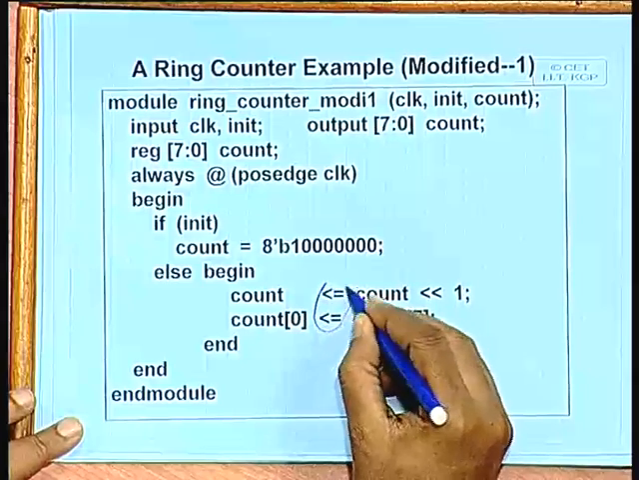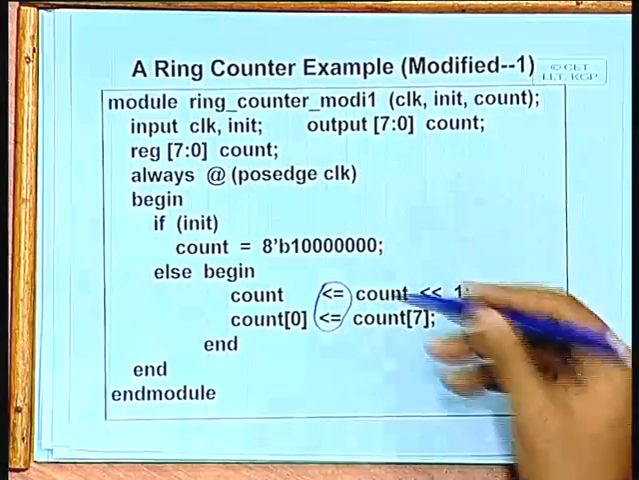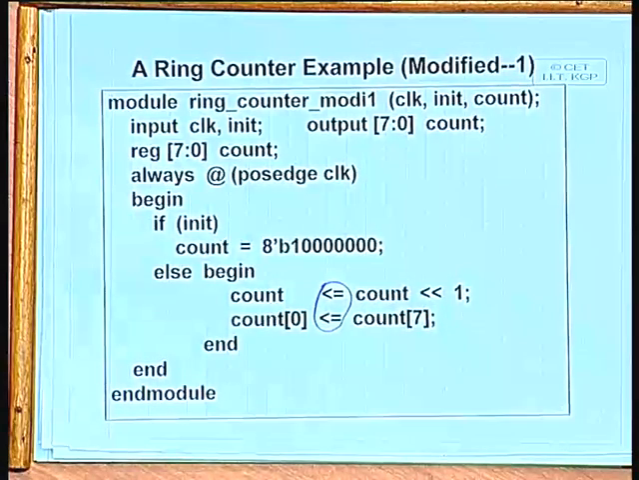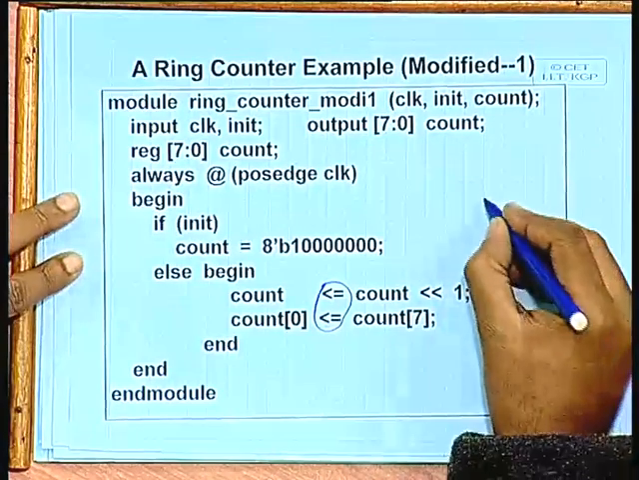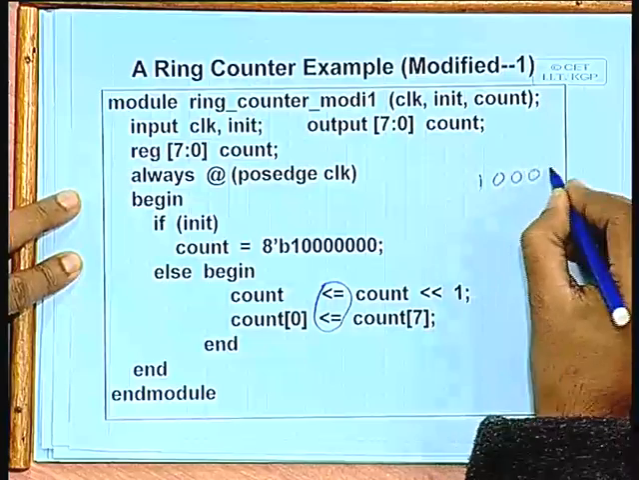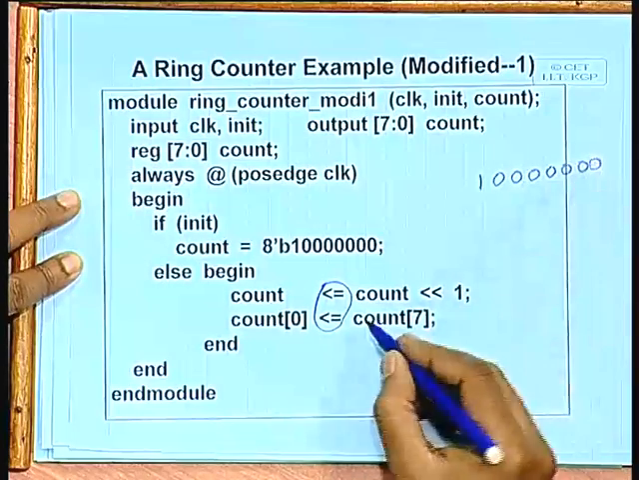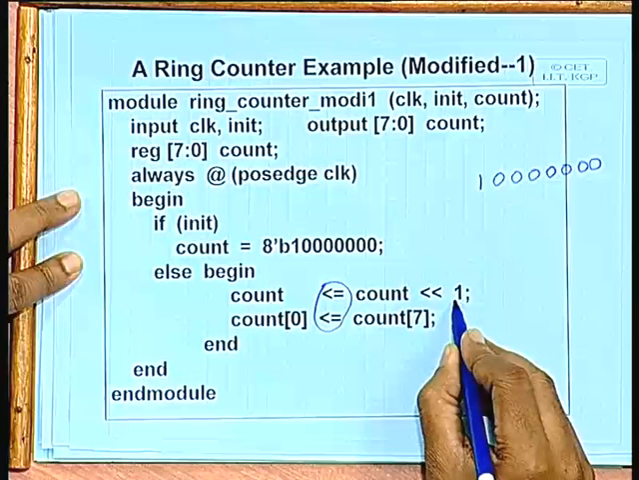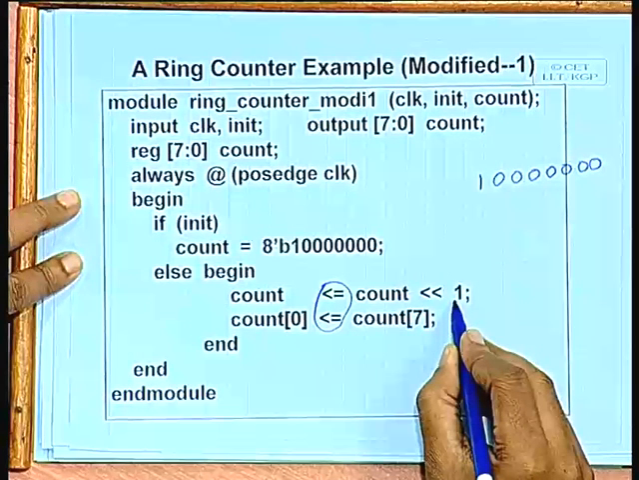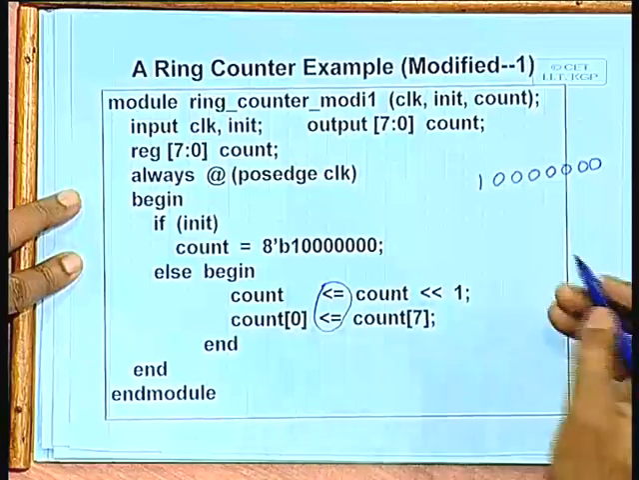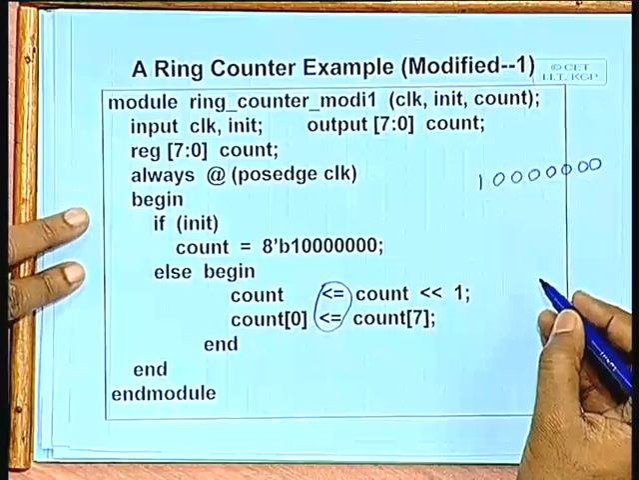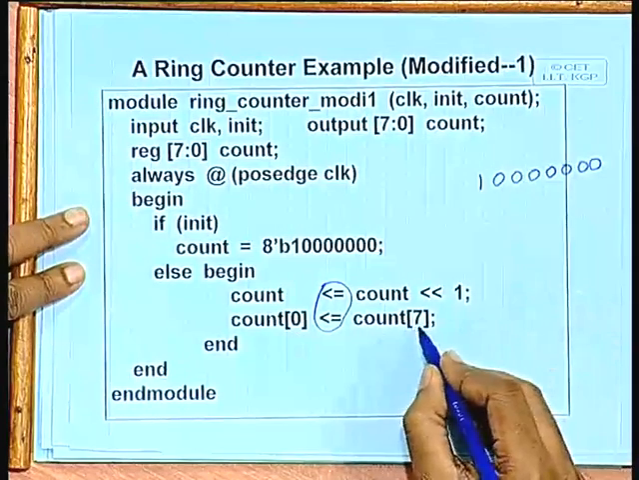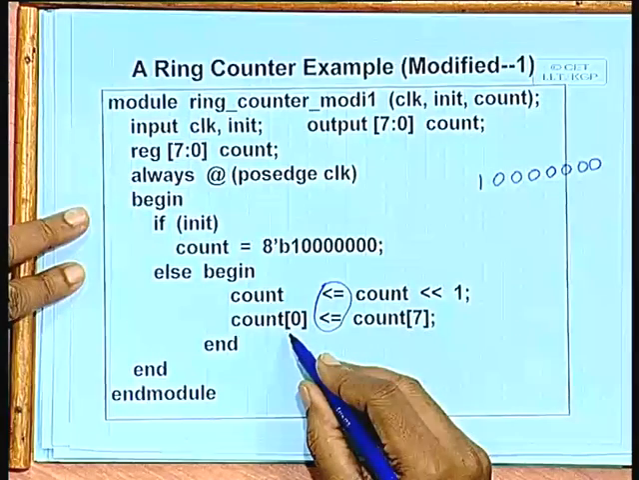This is the same thing. We have changed the blocking assignments to non-blocking. The rest are all same. Now here, do you foresee any problem? Suppose you have this initial value. You are doing these two things. So you are evaluating count shifted by 1. You are using 7 bit of the previous count to store in count 0.